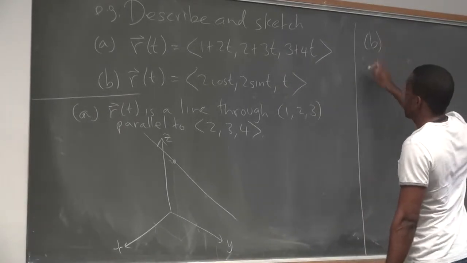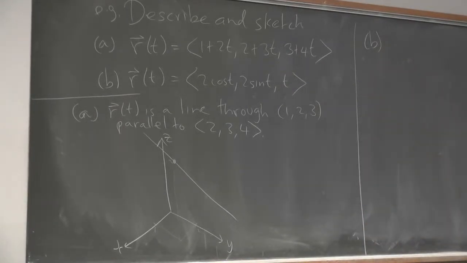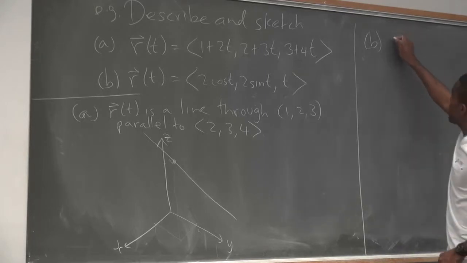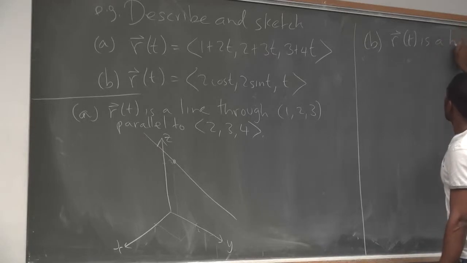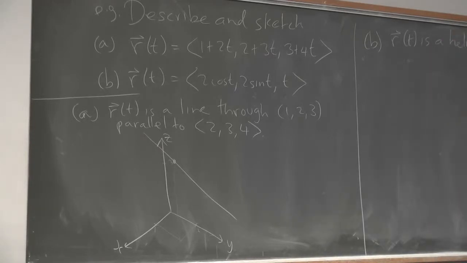B. What kind of curve is that? Cylinder? No, that's a spiral. It's a spiral, right? It wraps around the cylinder. It's called a helix. Okay, so tell me how are you going to figure out how to draw it?